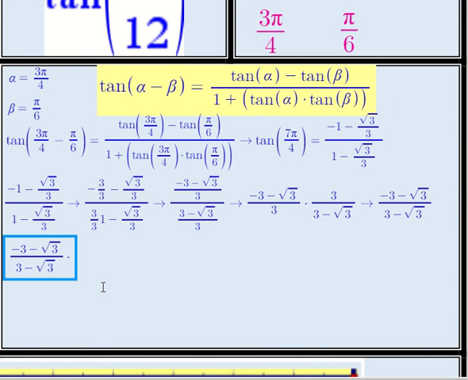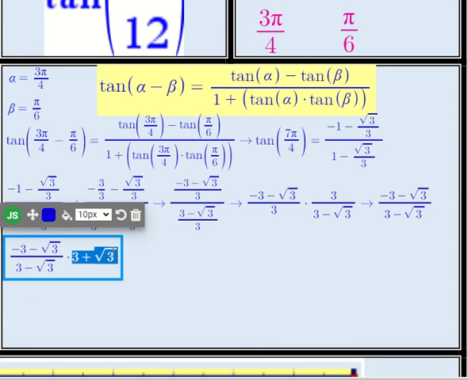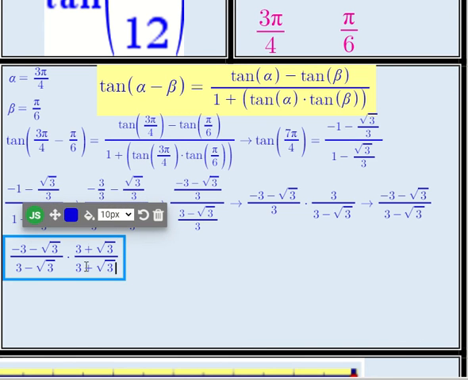Now, to rationalize the denominator, we multiply by the reciprocal of the denominator. So 3 plus radical 3 over 3 plus radical 3. And notice, when you do this, you're really multiplying by 1. We're just changing the way it looks. So now we'll set up our double distribution.